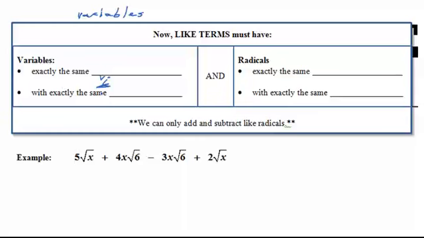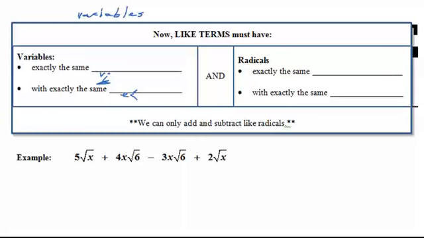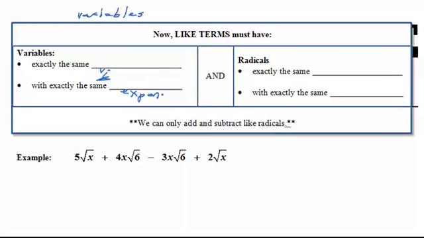Okay. With exactly the same what? Exponents. Remember, our variables had to have the same exponents. I guess I have to do away with tables. It doesn't like when we try to write in a table. Radicals have to have exactly the same radicand.